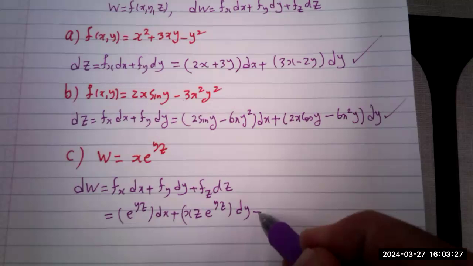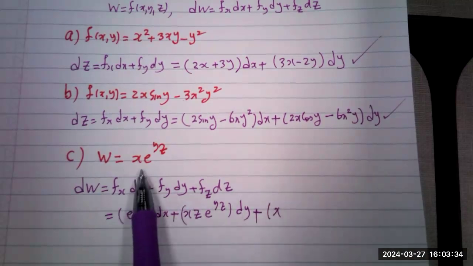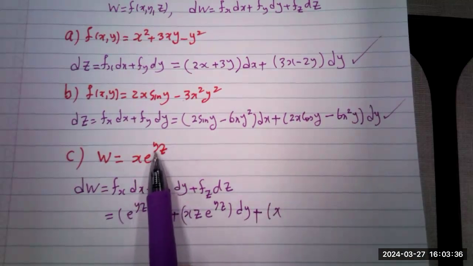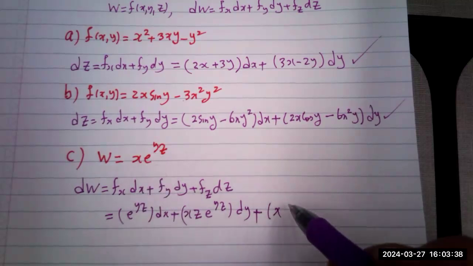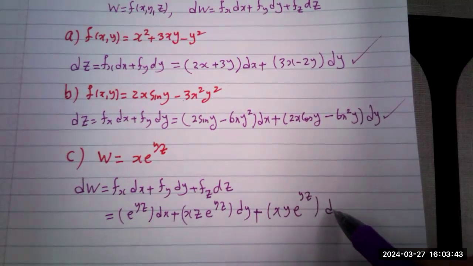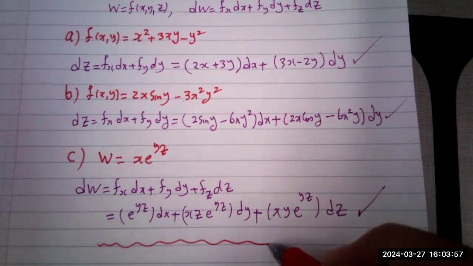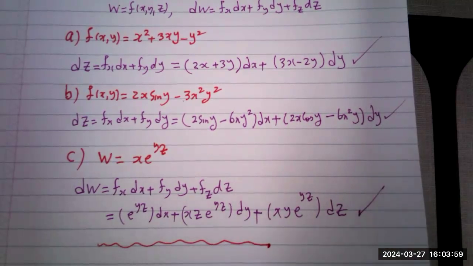Okay, plus the last one with respect to z. Again, x stays as is. Exponential function never changes. The top derivative with respect to z would be y. So xy e to the yz and dz. So that gives you the differential of a function of 3 variables. Any question? So this is how we check differential. Very important. Okay, important concept. So that is going to be the case.